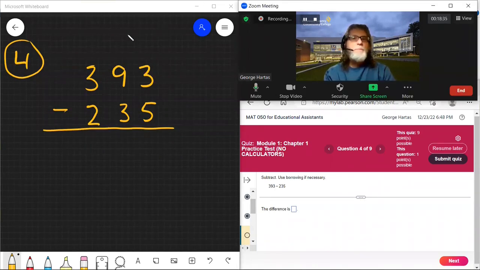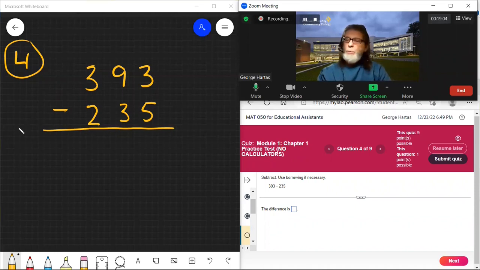Question 4, 393 minus 235. Now, originally, we were given this problem in a horizontal format. So what you've got to do is the leftmost number goes on top, and then the rightmost number goes on the bottom. So you want to change this horizontal format into a vertical format, and then you can subtract.